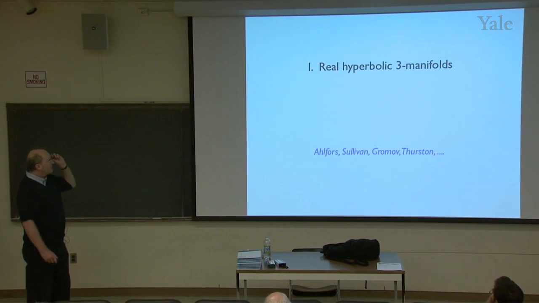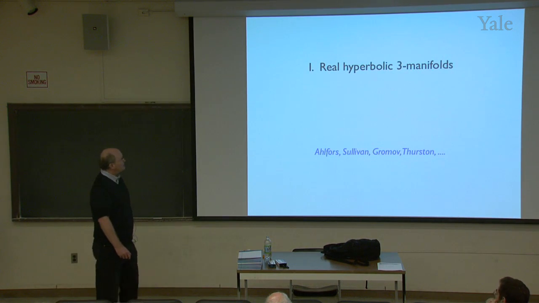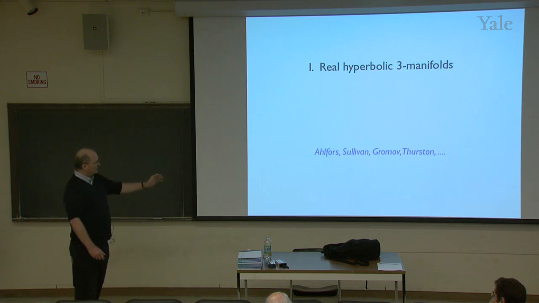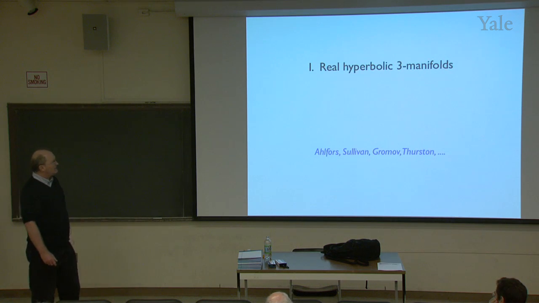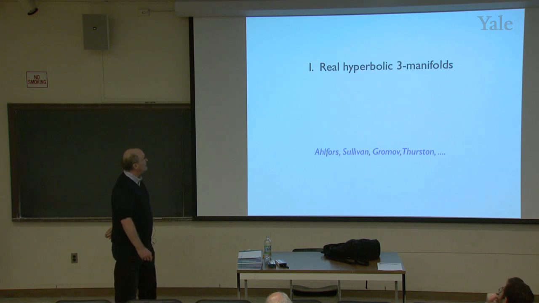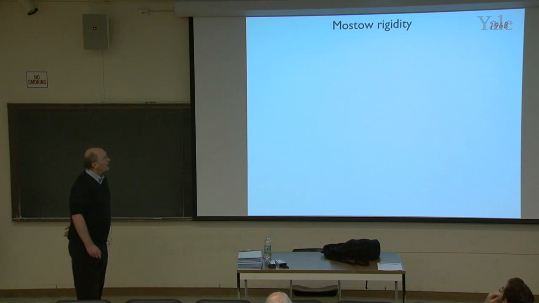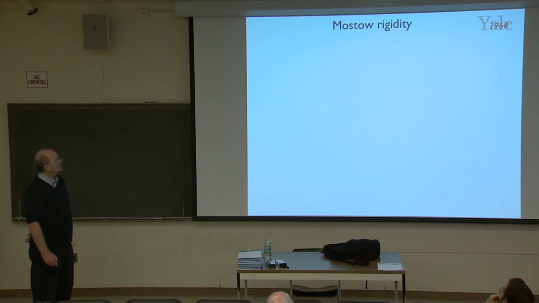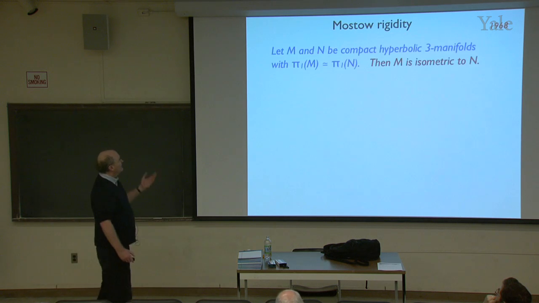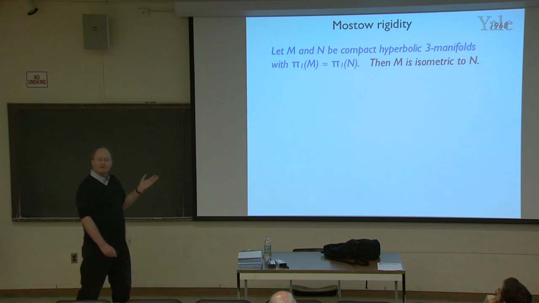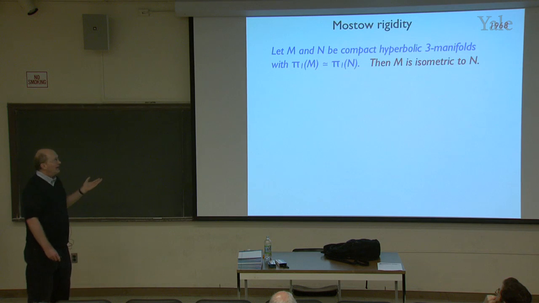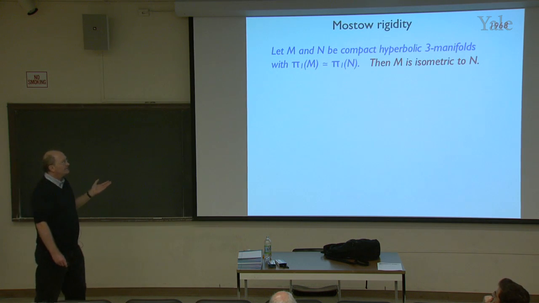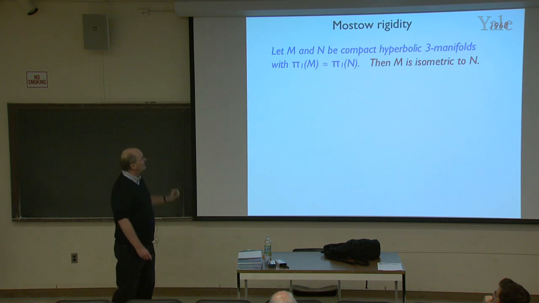Okay, so this development subsequent to Mostow's work, and to a certain extent prior, that I'm going to discuss, the main players are Ahlfors, Sullivan, Gromov, and Thurston. So let me start with Mostow's proof of Mostow rigidity. So here's the statement of the special case I'm interested in. I still find this case amazing every time I think about it.